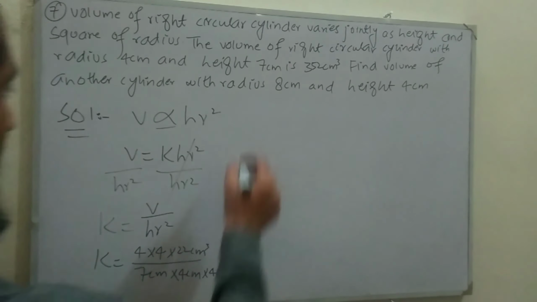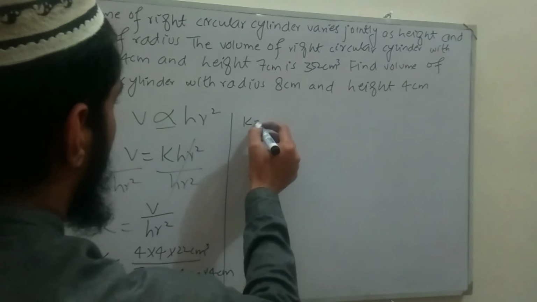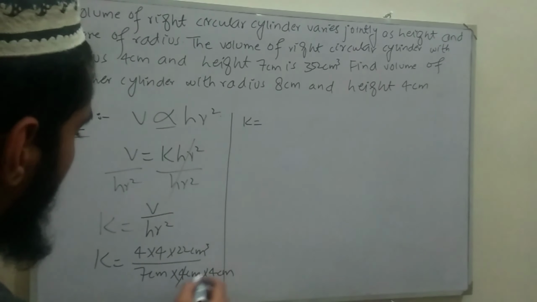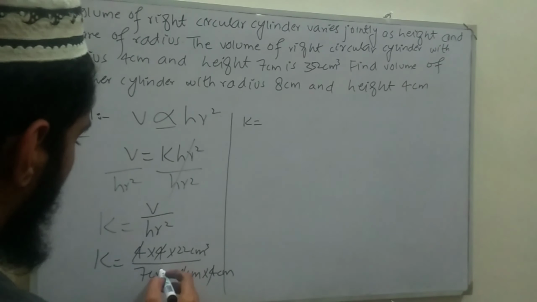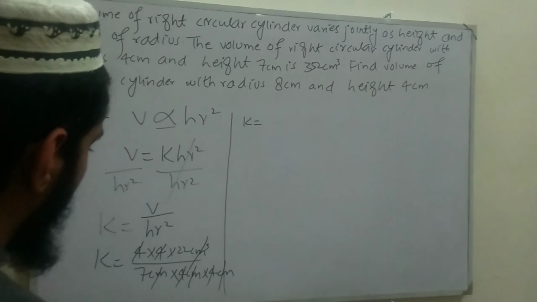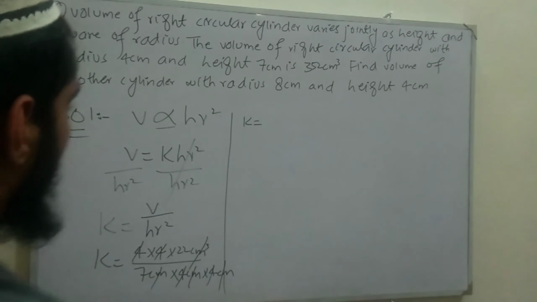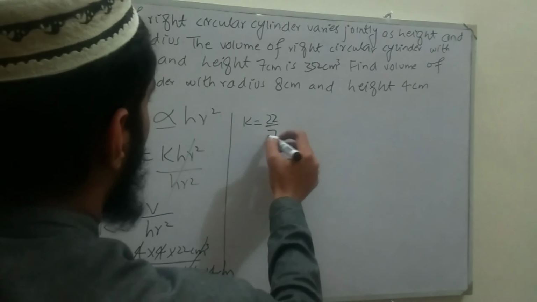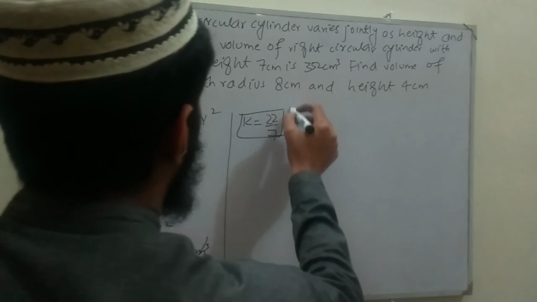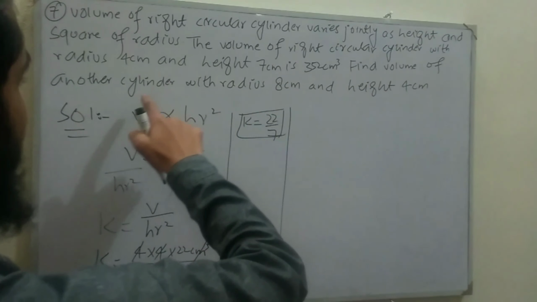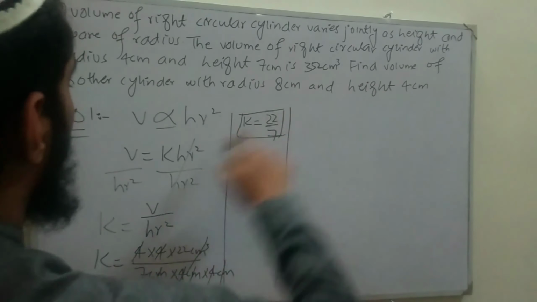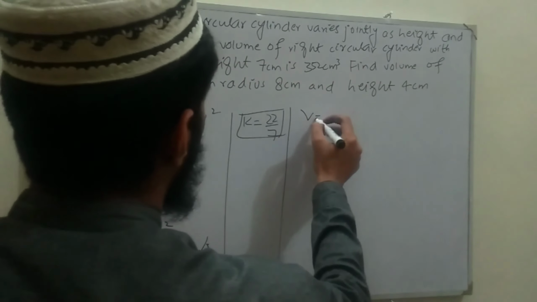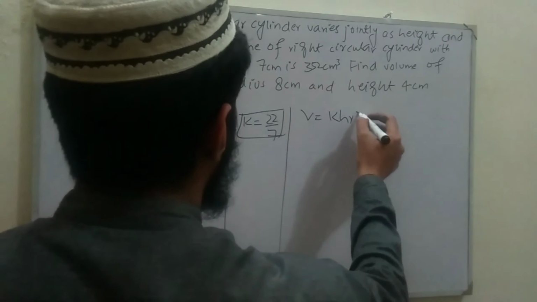So the value of k will be equal to, 4 and 4 are cancelled out with 4 and 4, and centimeter is cancelled with centimeter cube. So we are left with 22 divided by 7. This is the value of the constant k. But we are interested in the volume of a cylinder with radius 8 and height 4 using the same relation. V is equal to k h r square.